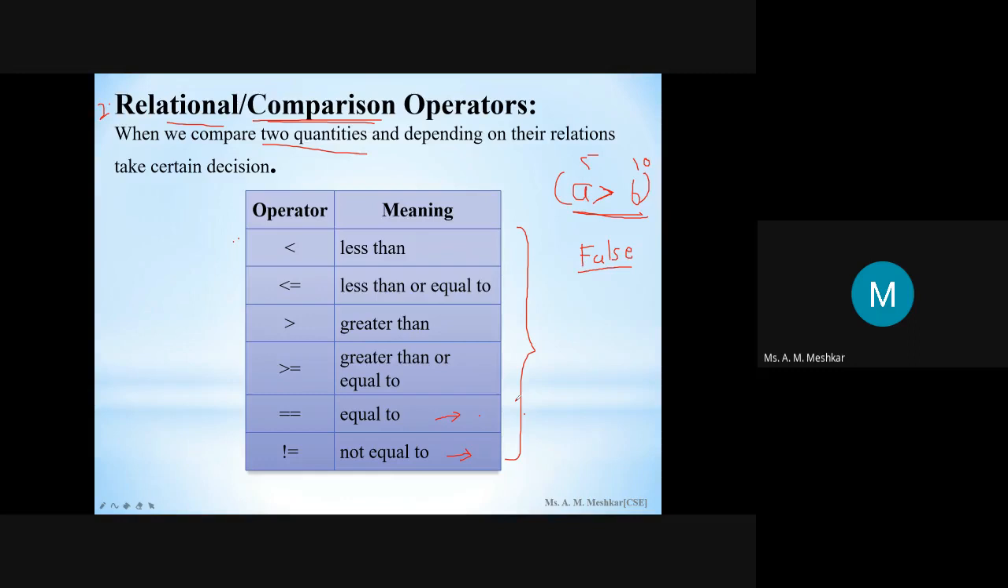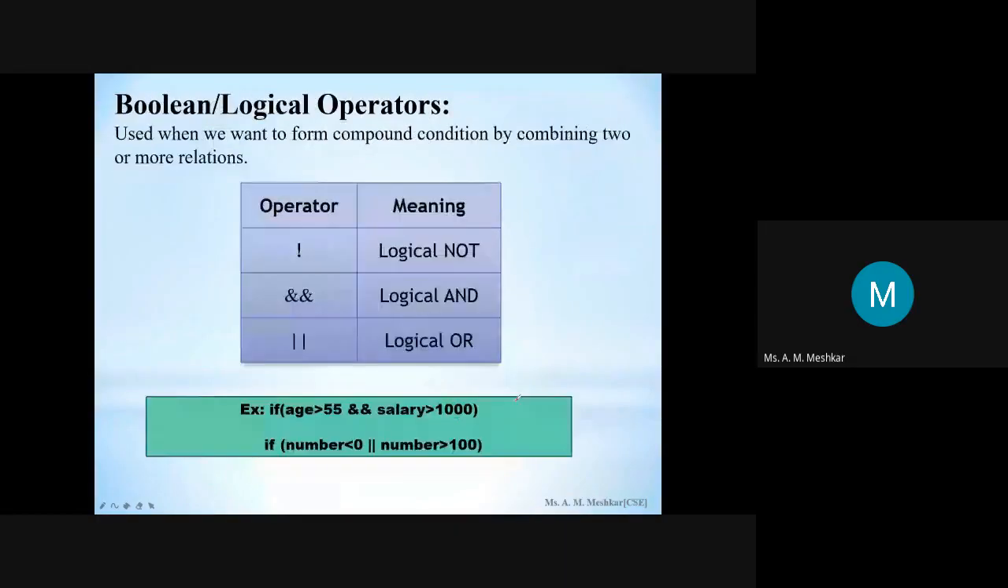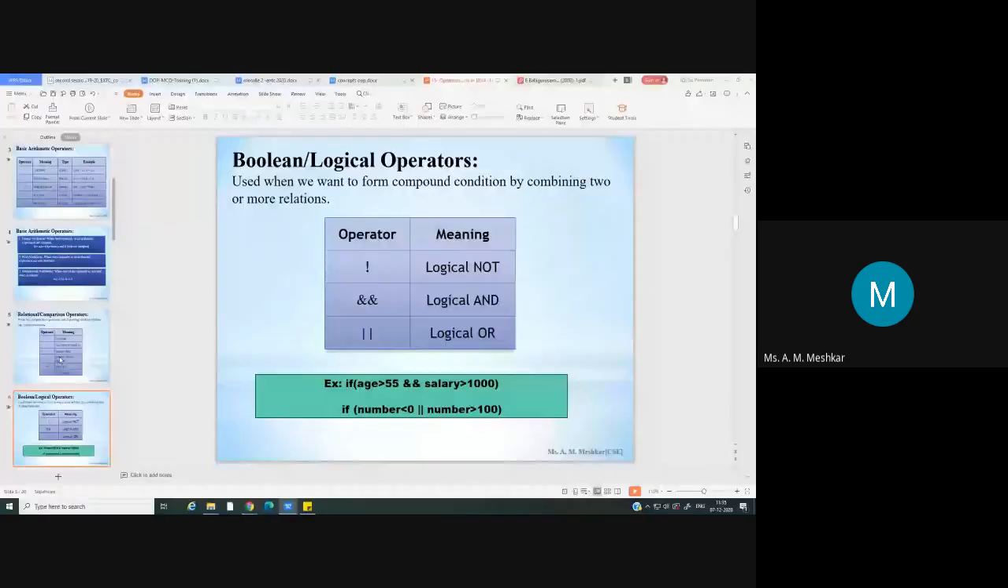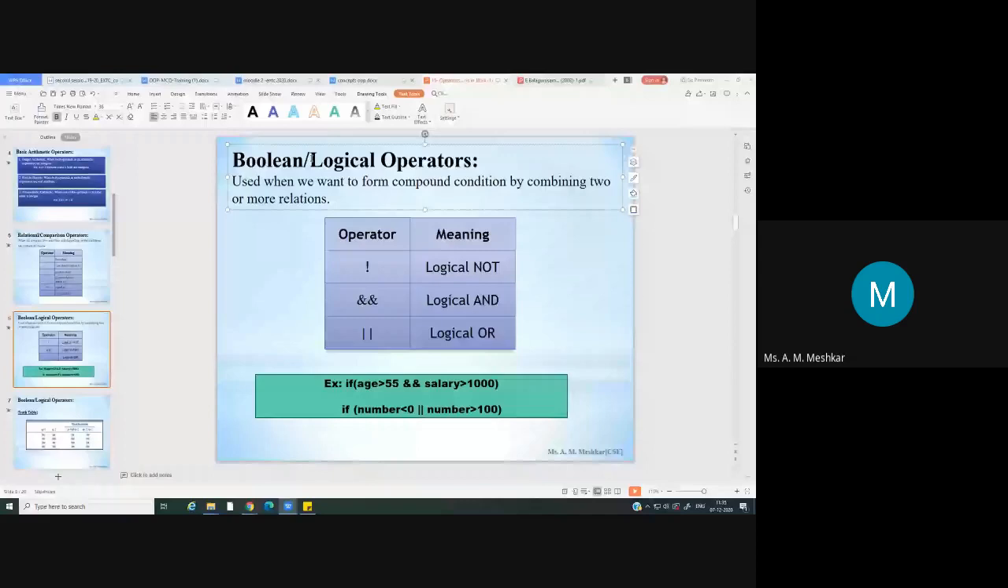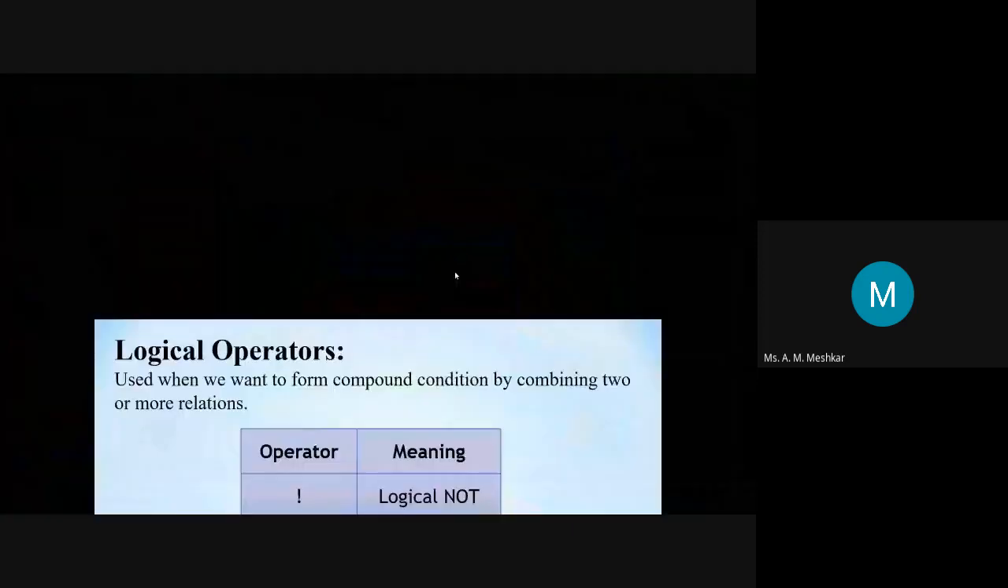I hope you have noted down the operators. Yes, ma'am. Along with the symbols, write down the meaning also. Then comes the logical operators. Okay, so then comes the logical operators.